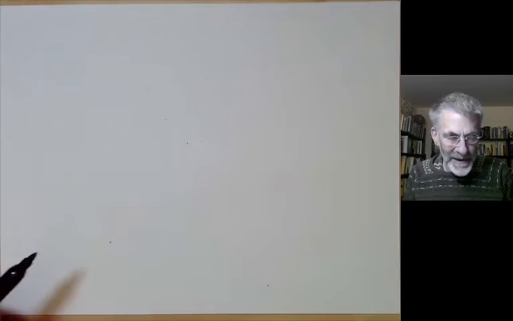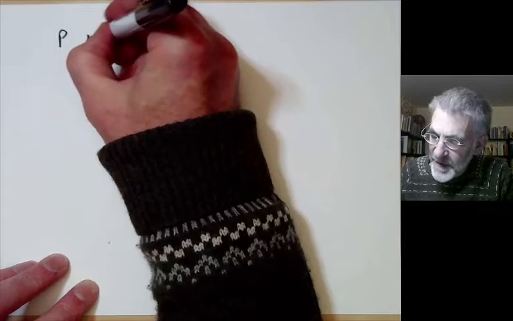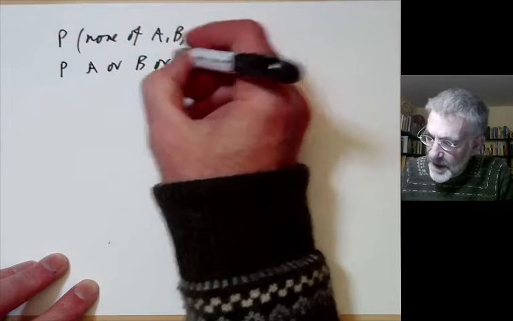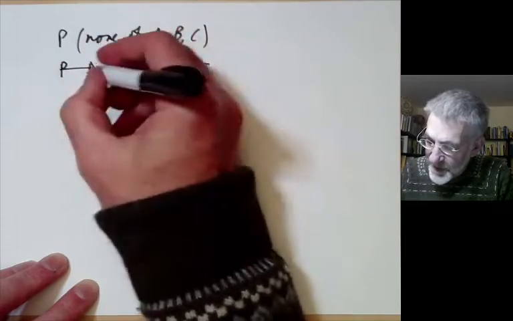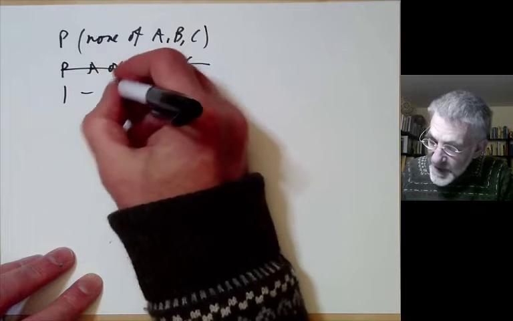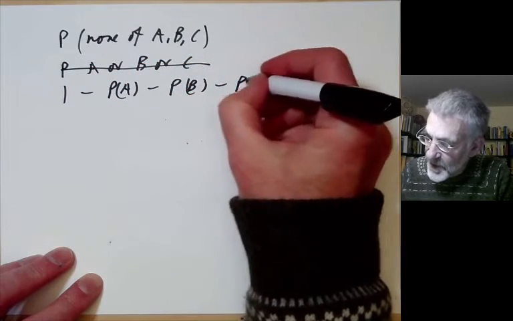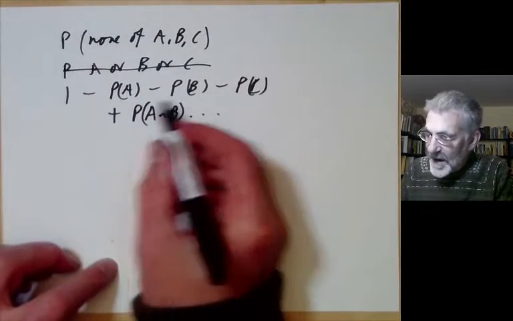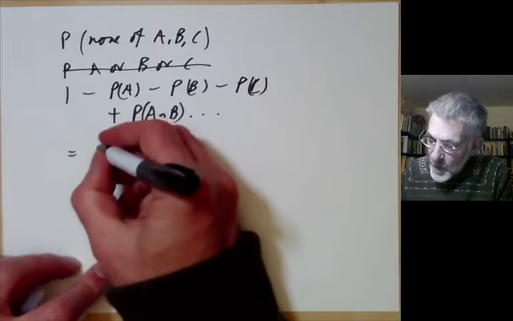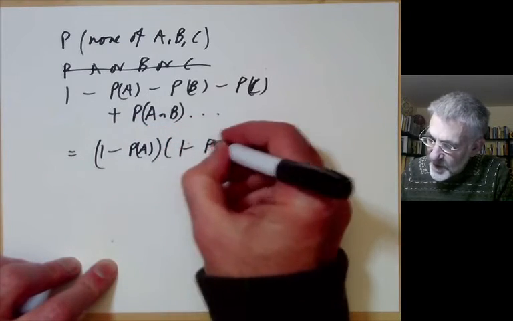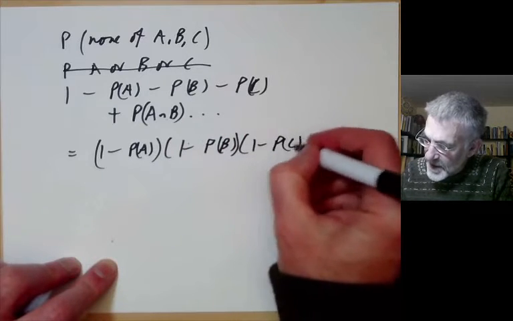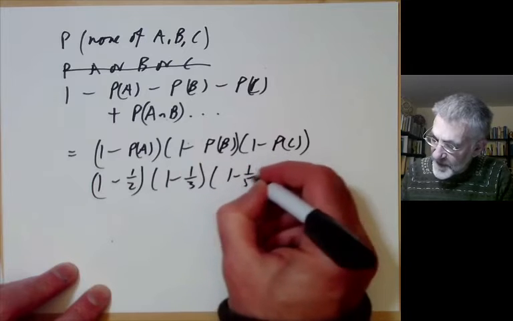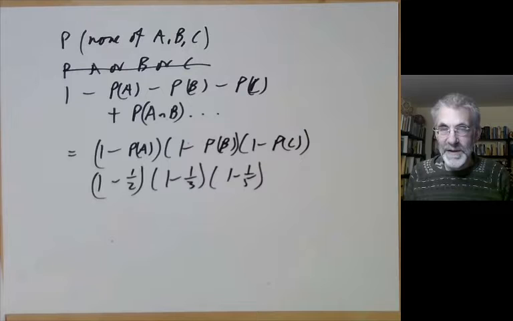So if we want to work out the probability that none of A, B and C occur, it's given by 1 minus the probability that A occurs, minus the probability that B occurs, minus the probability that C occurs, plus the probability that A and B occur, and so on. And since A, B, and C are independent events, this is just 1 minus the probability that A occurs, times 1 minus the probability that B occurs, times 1 minus the probability that C occurs. So in our particular case, this is going to be 1 minus a half times 1 minus a third times 1 minus a fifth. So this is the probability that a number is coprime to 30 in some sense.